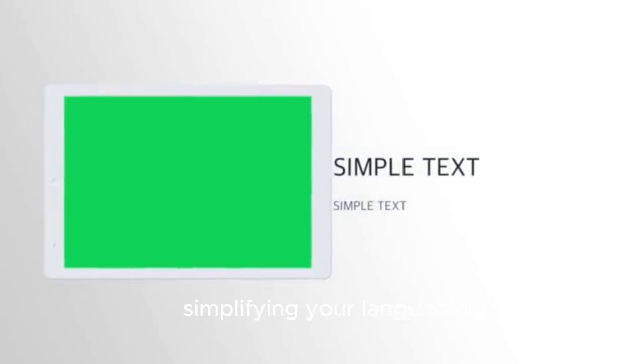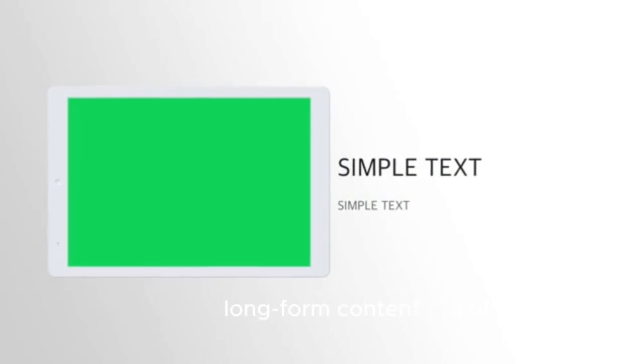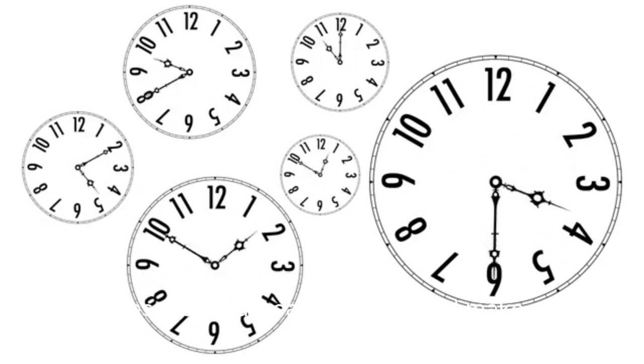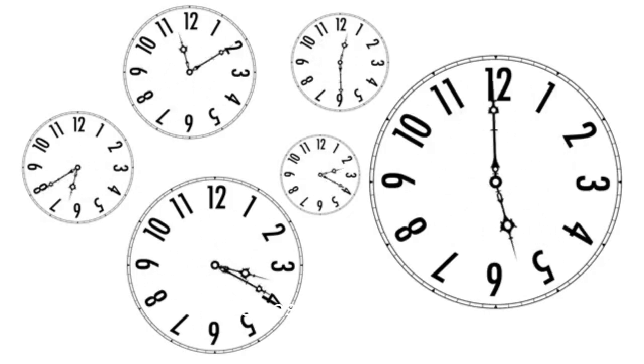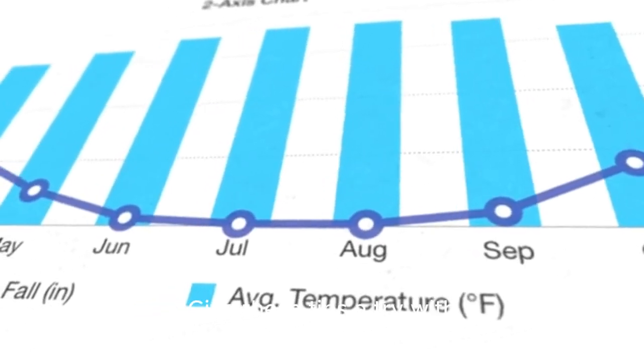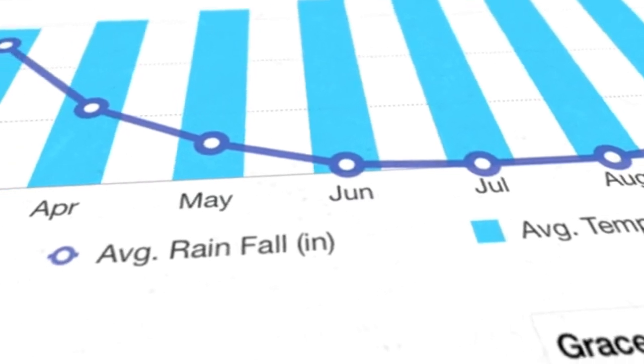And that's a wrap. By focusing on structure, using clear subheadings, leveraging lists and formatting, simplifying your language, and improving your flow, you can transform any piece of long-form content into a highly readable and engaging article. Remember, the goal is to respect your reader's time and make it as easy as possible for them to get value from your work. Give these tips a try with your next blog post, and I promise you'll see a difference in your engagement metrics.